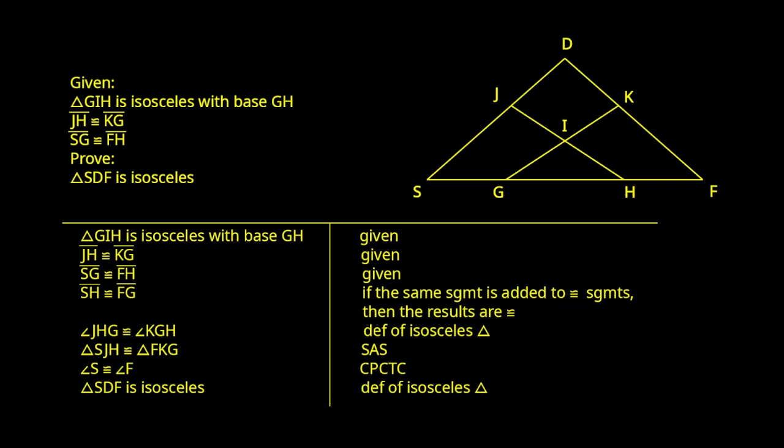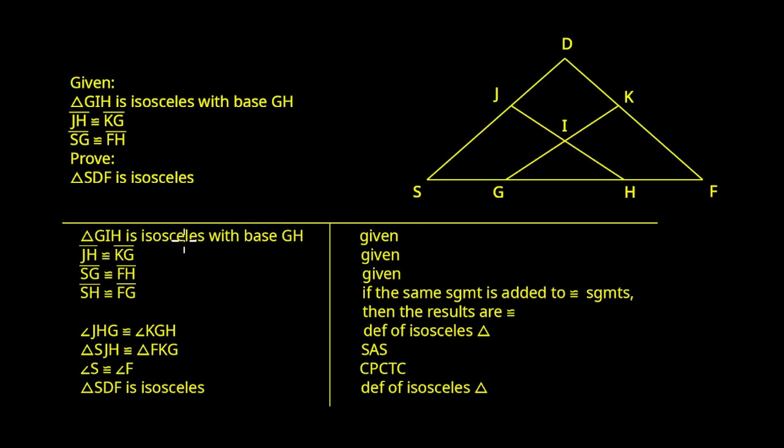In this video, we will be doing a proof involving isosceles triangles. So here we go. Given triangle GIH is isosceles with base GH, JH is congruent to KG, SG is congruent to FH. Prove triangle SDF is isosceles. We will be working through the proof down here and writing it out on the diagram.